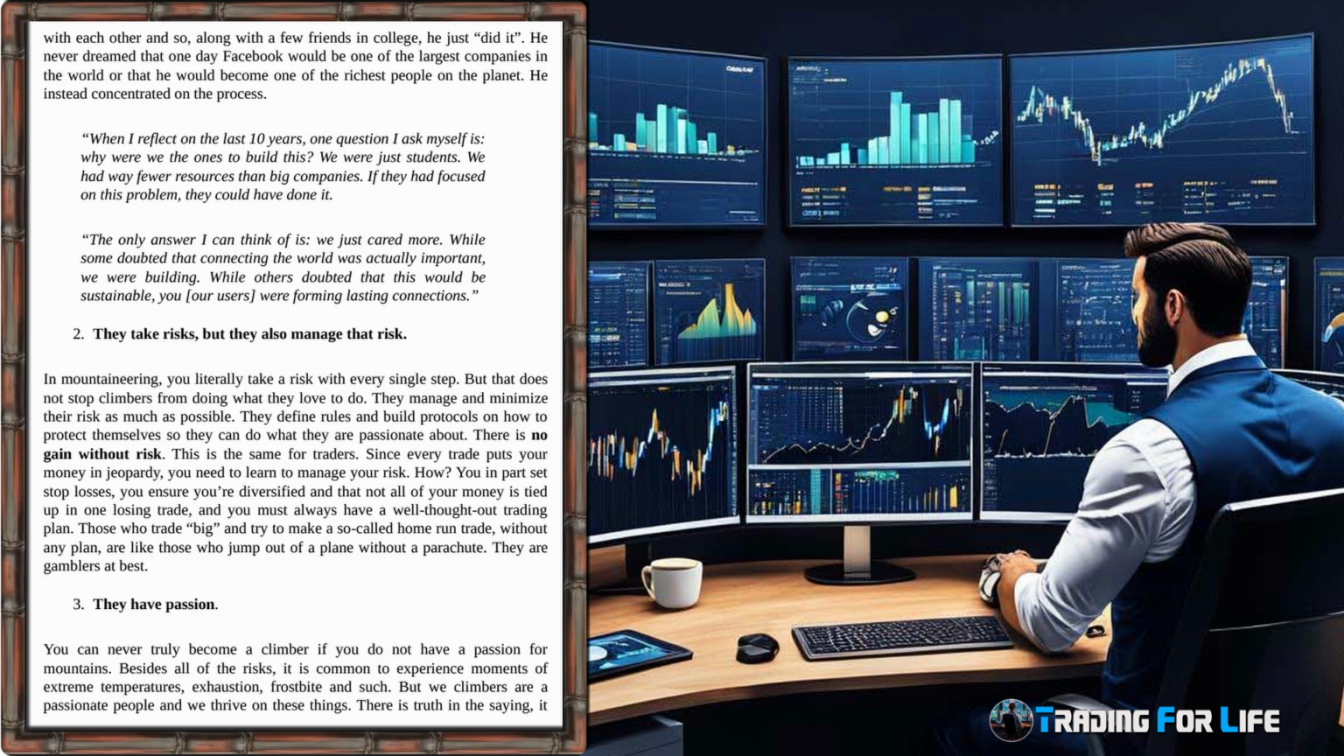Since every trade puts your money in jeopardy, you need to learn to manage your risk. How? You in part set stop losses, you ensure you're diversified, and that not all of your money is tied up in one losing trade, and you must always have a well thought out trading plan. Those who trade big and try to make a so-called home run trade without any plan are like those who jump out of a plane without a parachute. They are gamblers at best.